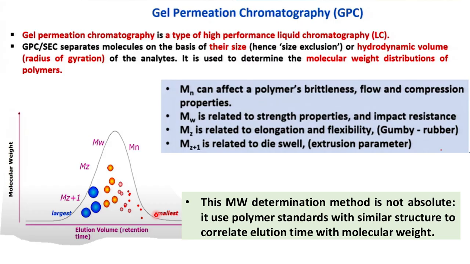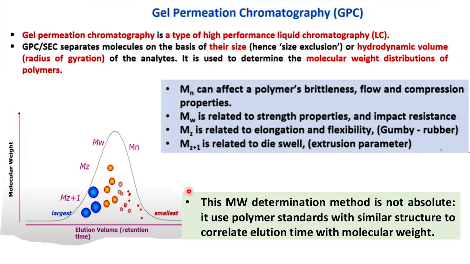Now what is Mn? That is the number average molecular weight, and it affects the polymer's brittleness, and corresponds to the flow and compression properties. On the other hand, Mw, the weight average molecular weight, is much more related to the physical properties. So the higher the Mw bar, the higher the tensile strength and other physical properties. And Mz, the Z average molecular weight, is related to elongation and flexibility, and Mz plus 1 is related to the die swell or extrusion parameter.